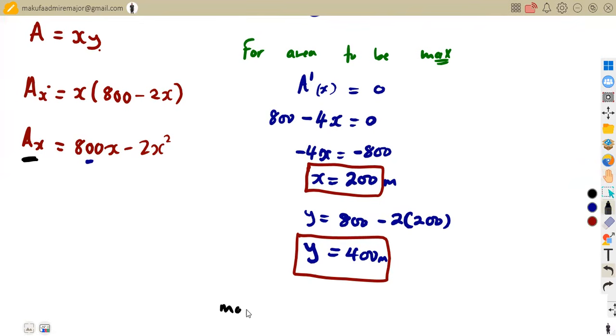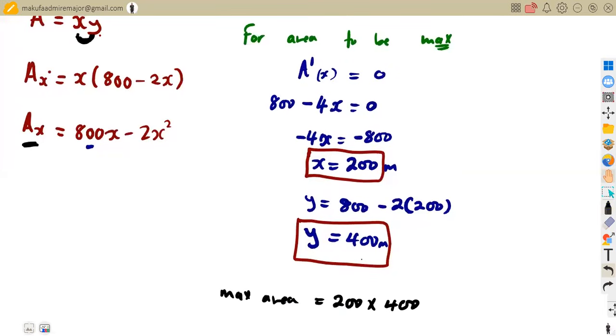So therefore, our maximum possible area in this case is going to be, remember we said our area is x times y. So we have the value of x, which is 200, times the value of y, which is 400. That is going to give us the maximum possible area that we can have, which is going to be 80,000. So we're going to obtain something like 80,000 square meters.